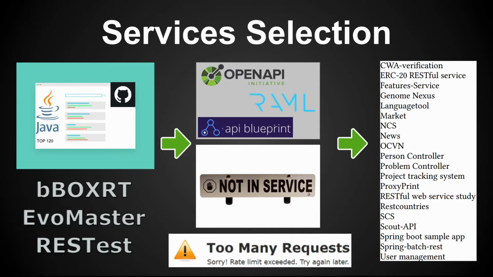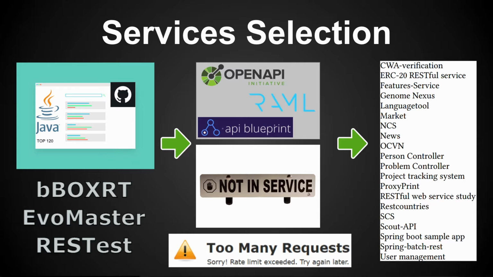We then searched for Java or Kotlin repositories on GitHub using tags REST API, RESTful API, REST service, and RESTful service. Then, we ranked them by the number of stars received, selected the top 120 entries, and eliminated those that did not contain a RESTful specification. This additional search resulted in 49 other web services.